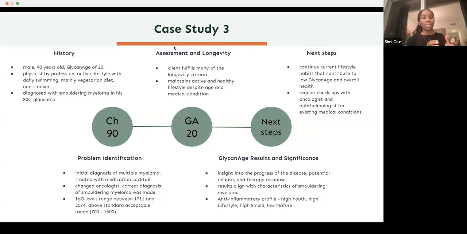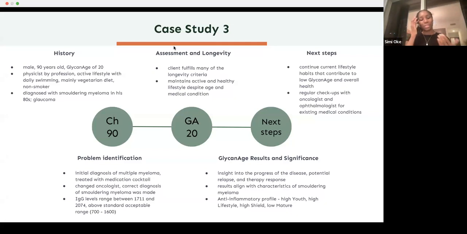Actually, because of the significant changes that we're seeing in the age, it triggered him to change oncologist and correct the diagnosis, which actually ended up being smoldering myeloma, which is basically just a more, I guess, severe in some ways form of disease. And what they saw was that the IgG levels in this patient were very high.